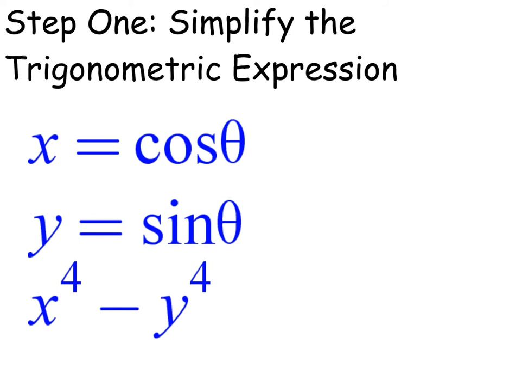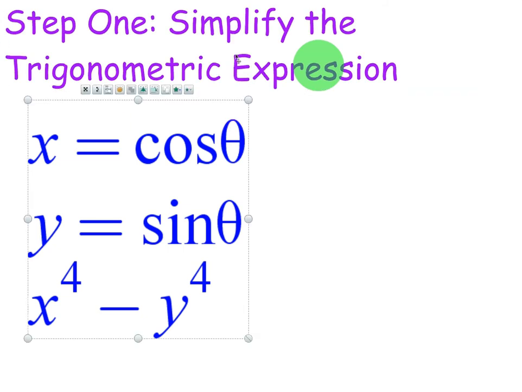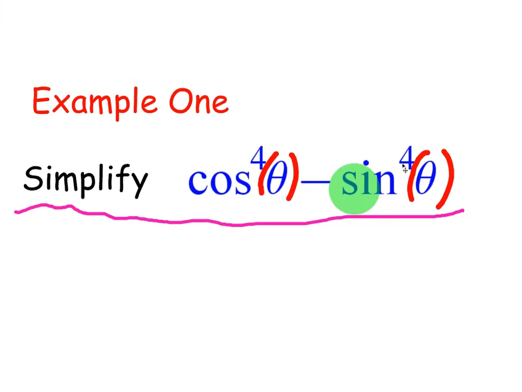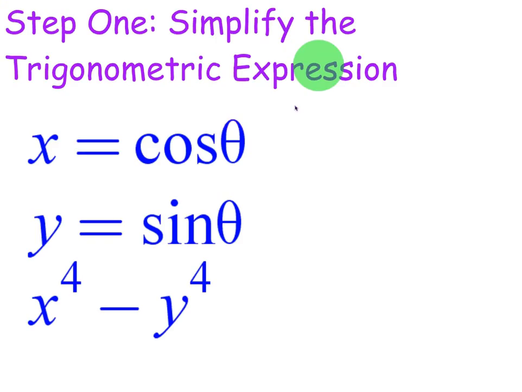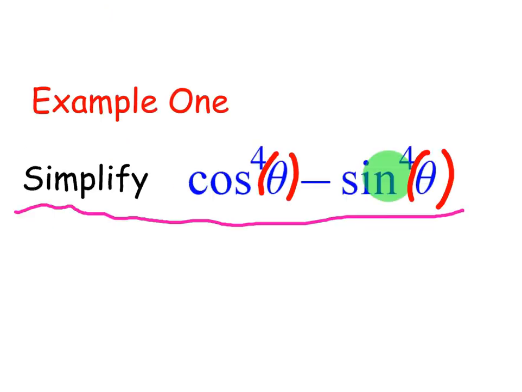Okay, so first of all, we want to simplify the trig expression. That is step number 1. In fact, I'm going to give this its own color. Basically, you're just going to take this expression and simplify it using any method we've learned so far. I pointed out that this could be factored, so I'm going to use variable substitution to rewrite it as x to the fourth minus y to the fourth, where x is cosine and y is sine. You can easily see that here.